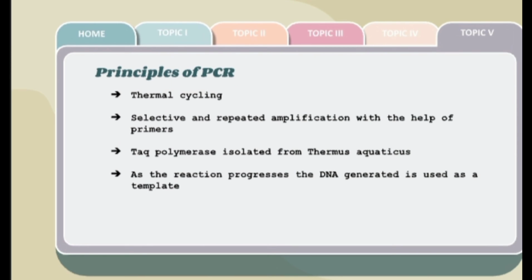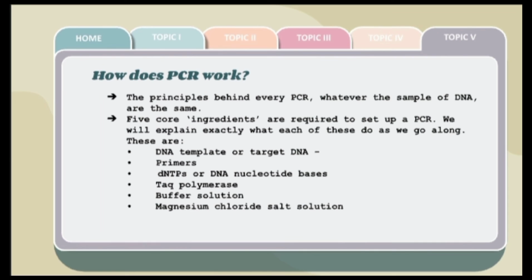Principles of PCR: thermal cycling, selective amplification with the help of primers, and Taq polymerase isolated from Thermus aquaticus. As the reaction progresses, the DNA generated is used as a template. How does PCR work? The principles behind every PCR, whatever the sample of DNA, are the same.